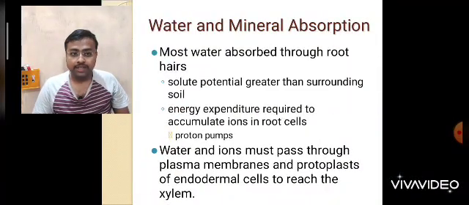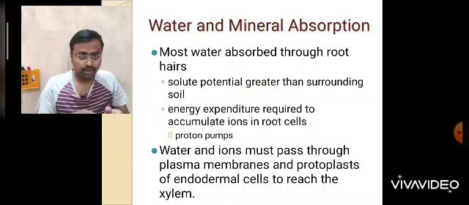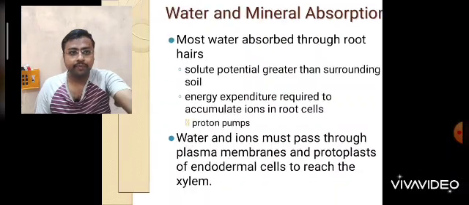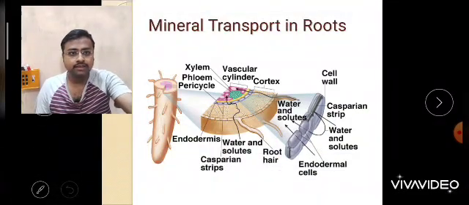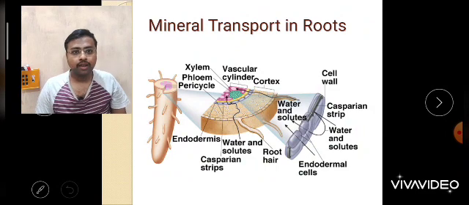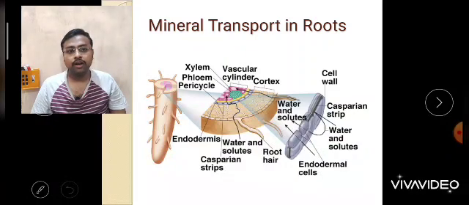The plasma membrane and protoplasts of endodermal cells, the water and the dissolved mineral must reach to these cells in order to enter into the xylem. So this is the whole complete pathway. So this is the diagram which explains about the pathway through which water and dissolved mineral enters into the xylem.